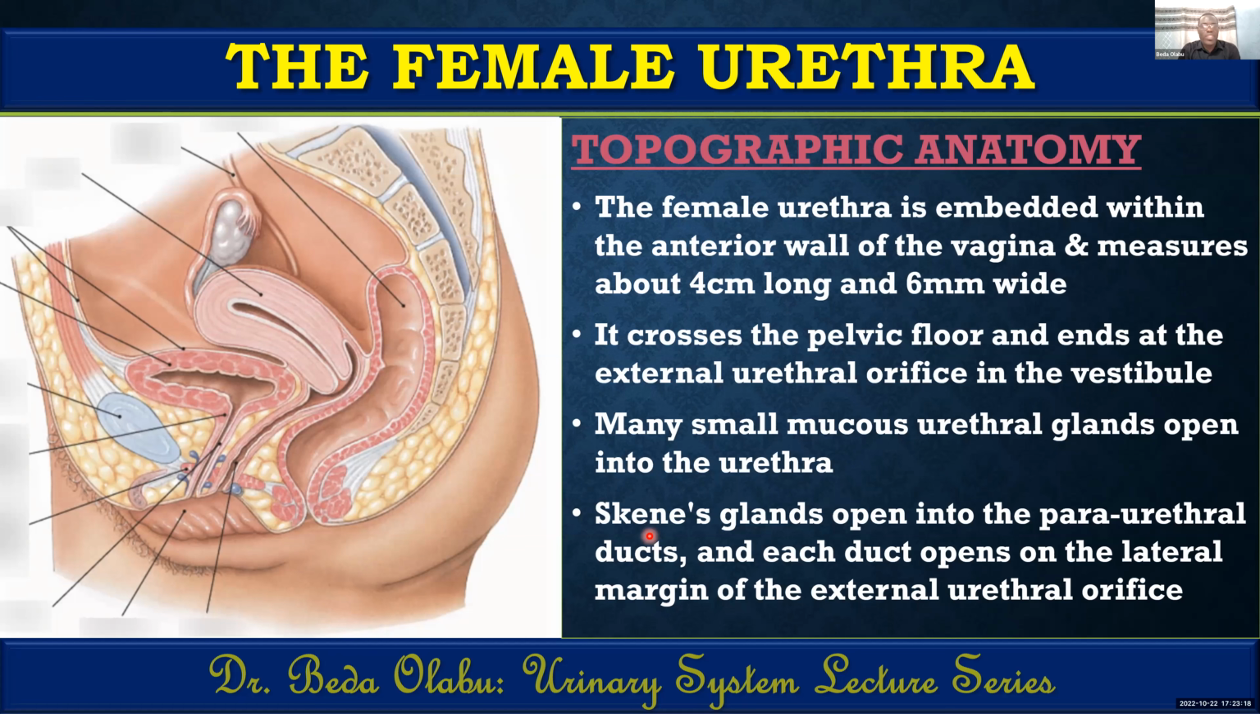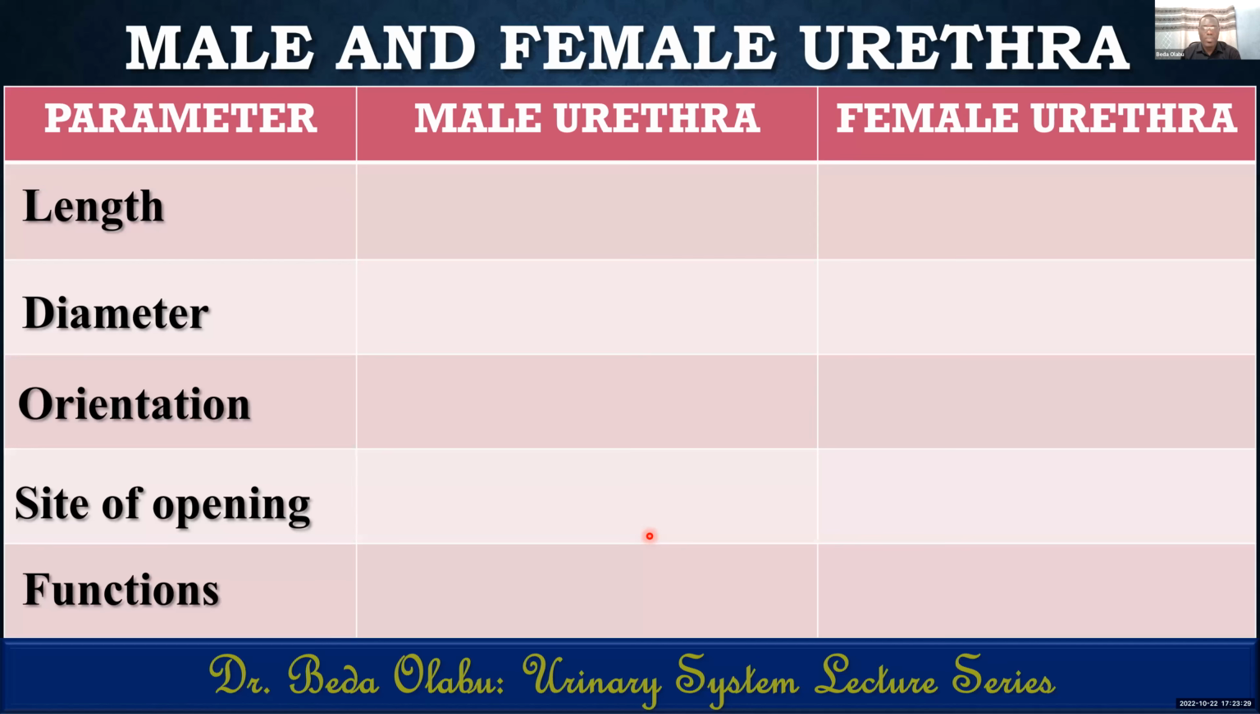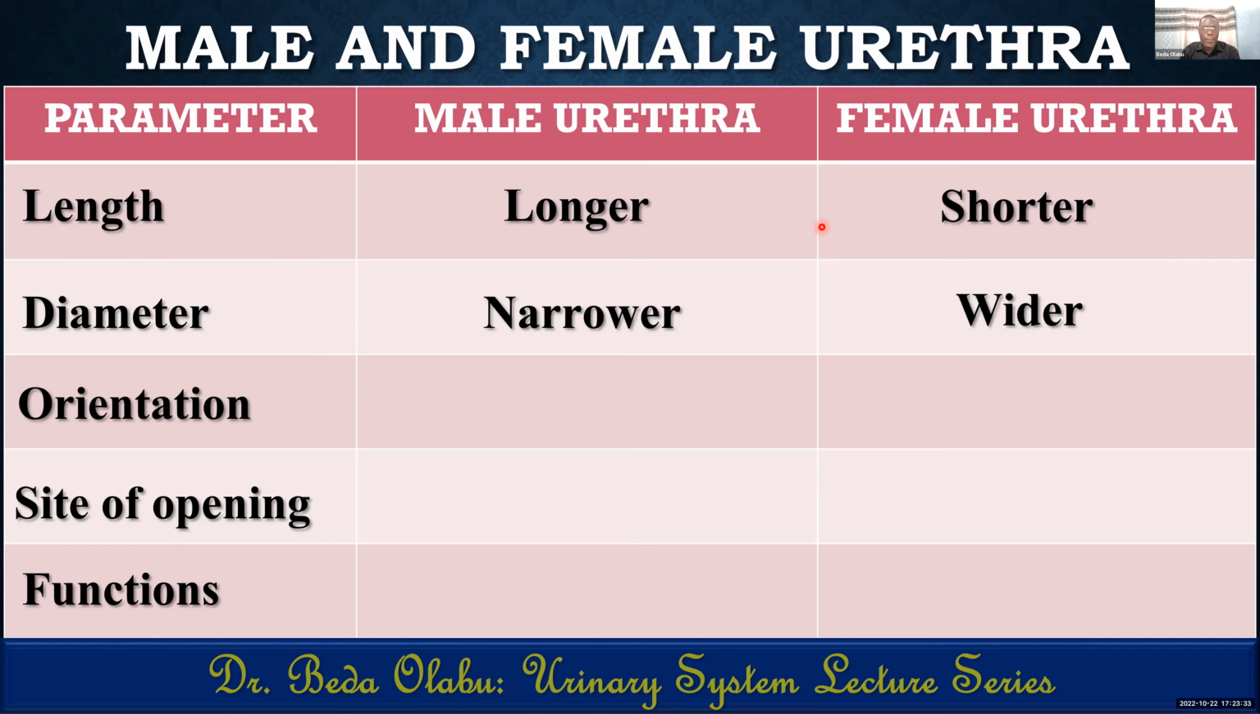Great, let's finish with some differences between the male and the female urethra. We can start with the length. Definitely the male urethra is longer than the female urethra. We can also talk about the diameter. The male urethra is narrower than the female urethra. We can talk about the orientation. The female urethra is relatively straight. The male urethra is angulated.